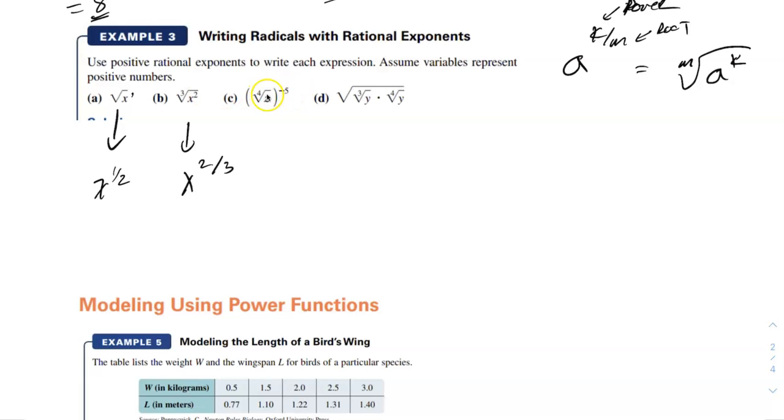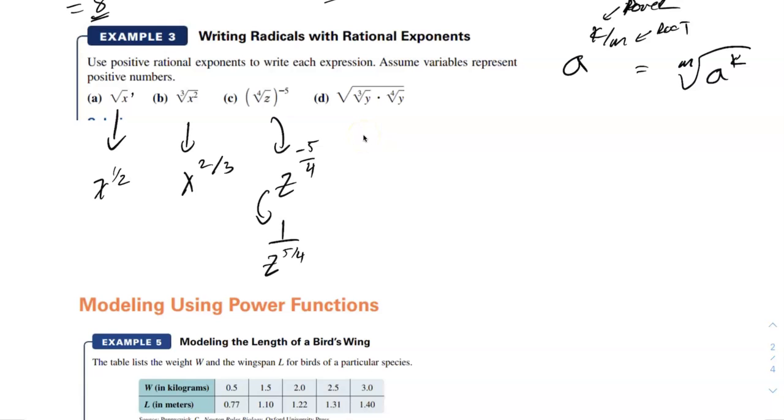This -5 goes to everything, that's the power. So we just rewrite this as z to the 1/4, because that's what the root was, and then -5 is the power. Now we generally don't want negative powers, so remember what a negative exponent does. All it does is flip the base. So it becomes 1 over z to the 5/4. The only thing that gets flipped is the base, not the actual root.